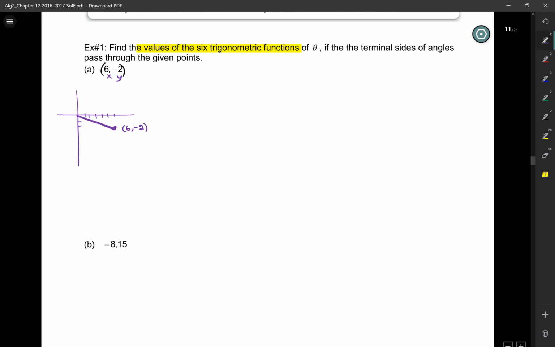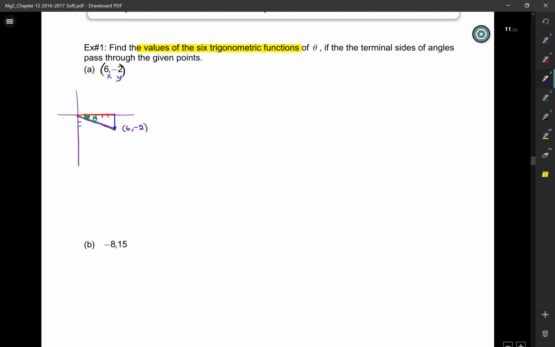Now, the angle is always defined from the x-axis to the terminal side, between the terminal side and the nearest x-axis. So the angle theta is always that one. So when I draw my triangle, it's horizontal and vertical.